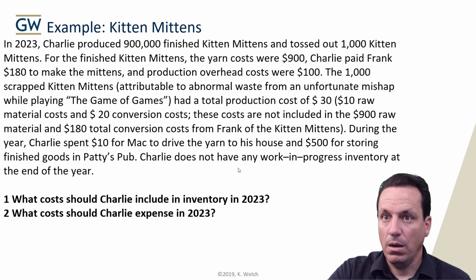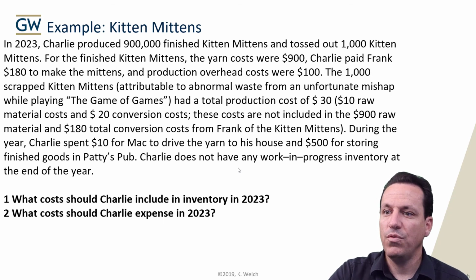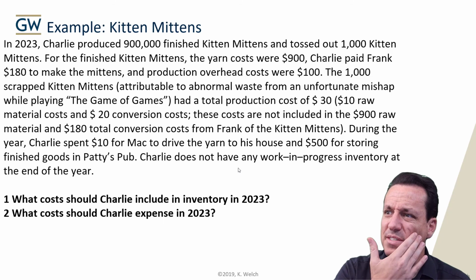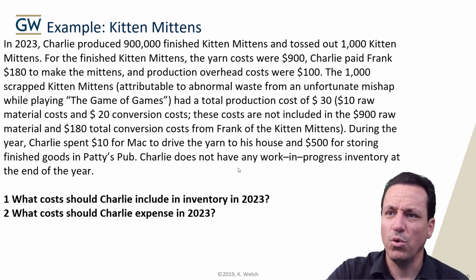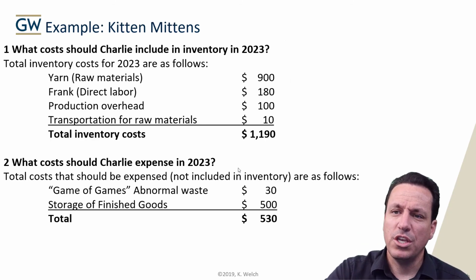All right, so pause it here because I'm going to go over the answer in just a sec. All right, so hopefully you did well. Some of these things are pretty obvious that we wouldn't include or we would include. The yarn of raw materials, $900, we would include that. Obviously, that's like the core of the inventory that we have.